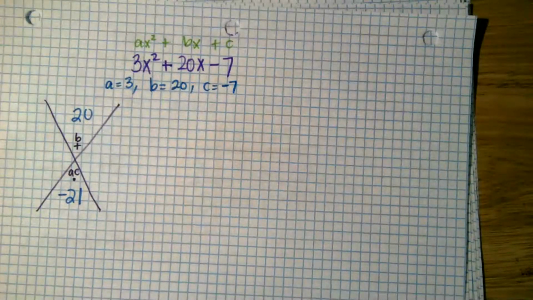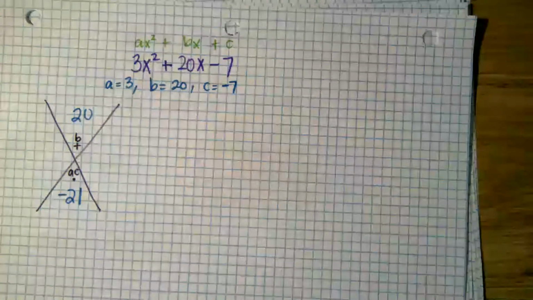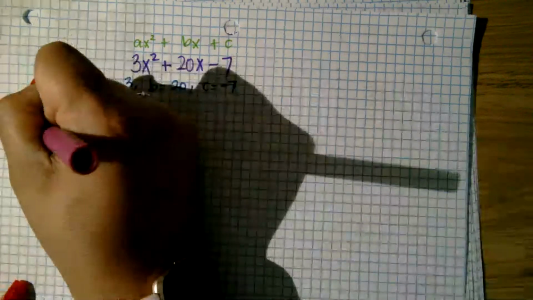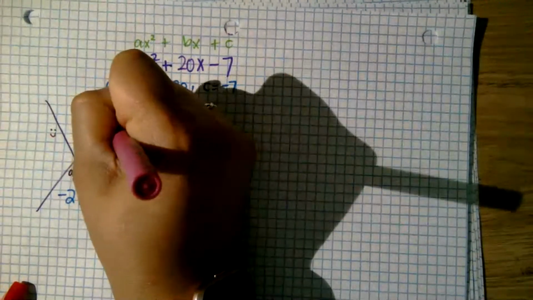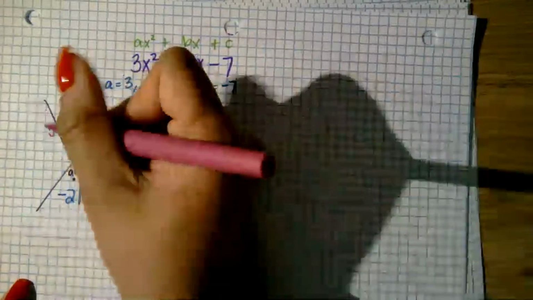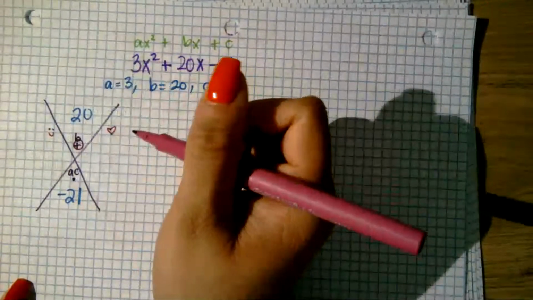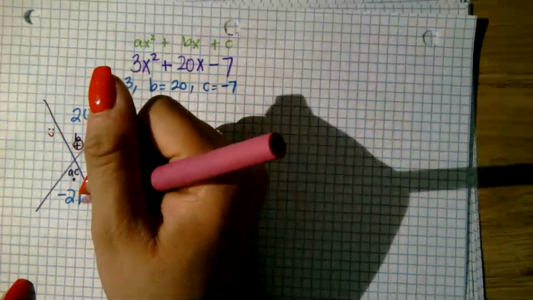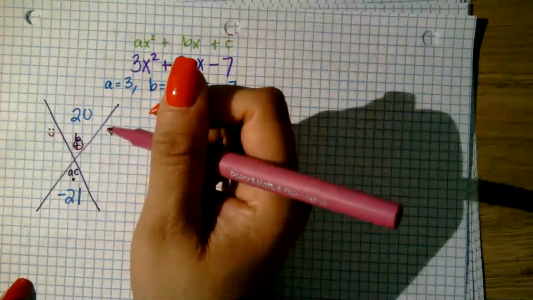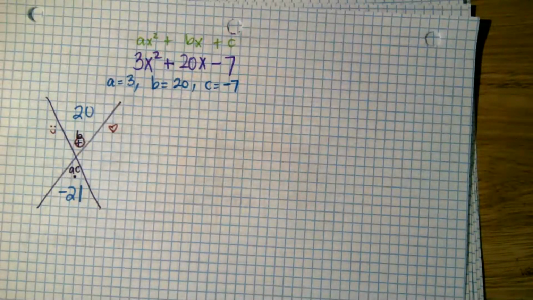Cool. So again, I'm going to look for two numbers, my happy face number and my corazoncito number, that when I add, they give me 20, but when I multiply, they give me negative 21. Okay? So what do you think it's going to be? Let's see. What about 21 and 1?